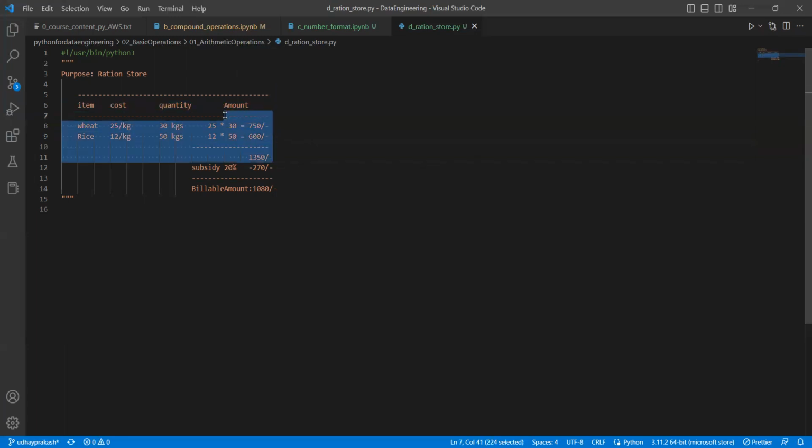What is the total selling price? The combined value of both together. Then the government gave a subsidy of 20%. Subsidy means we need to subtract, right? So the total bill amount is 1080. This is how it needs to be calculated. So how can we do this programmatically? If you want to create your own program, first of all we need to understand how to write it.